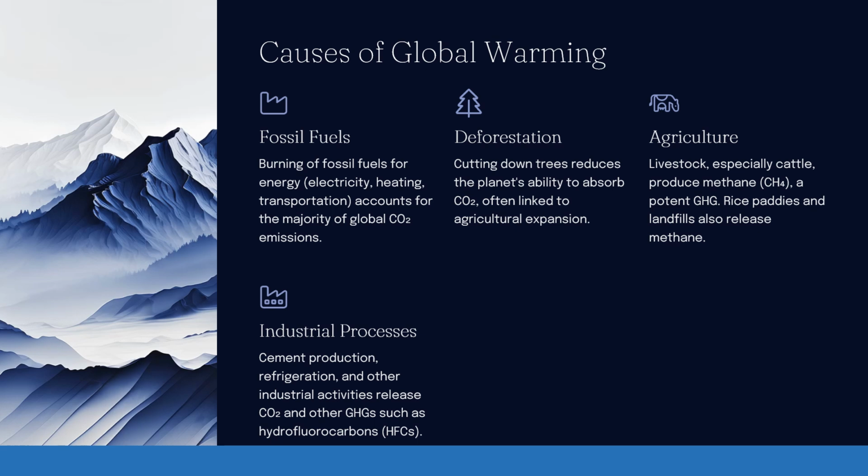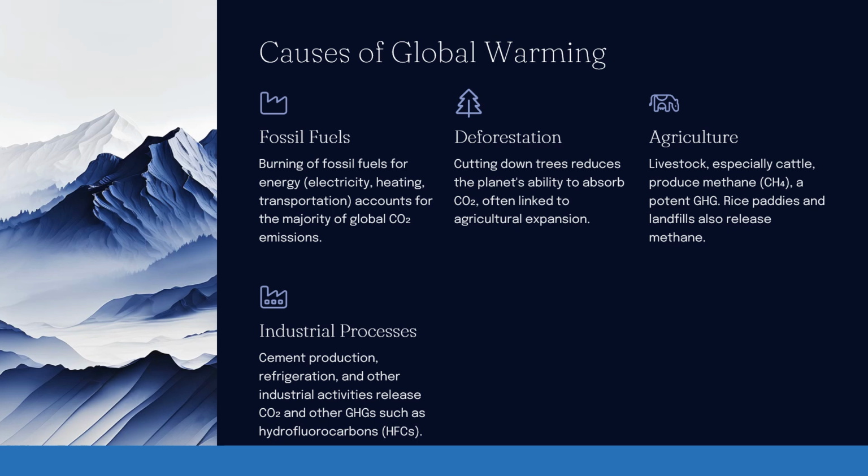Deforestation. Cutting down trees reduces the planet's ability to absorb CO2. Trees naturally store carbon, but when forests are destroyed, that carbon is released, contributing to warming. This is often linked to agricultural expansion.